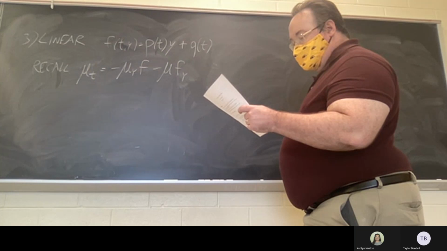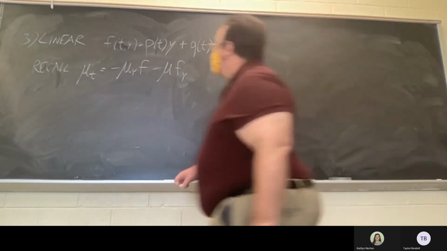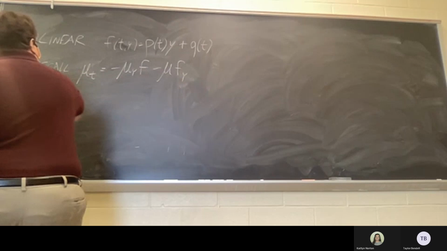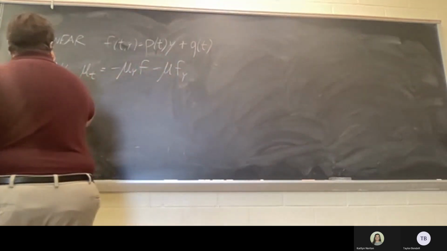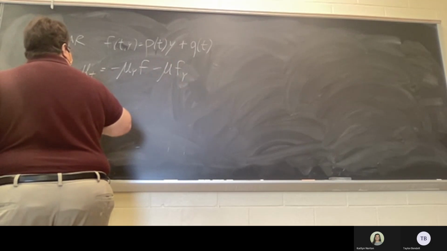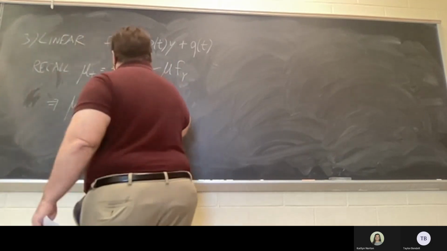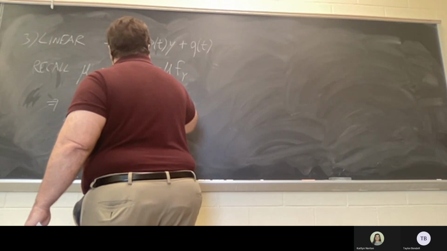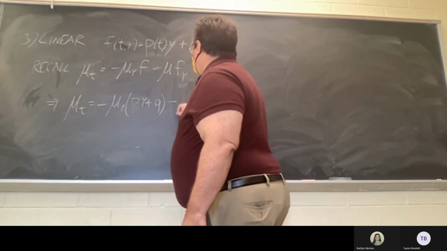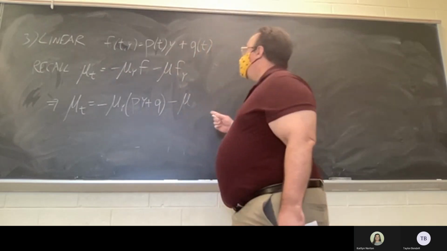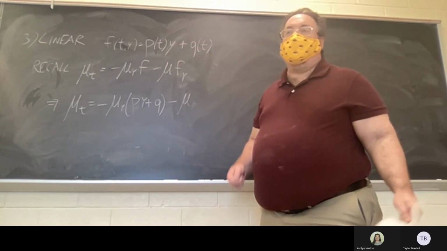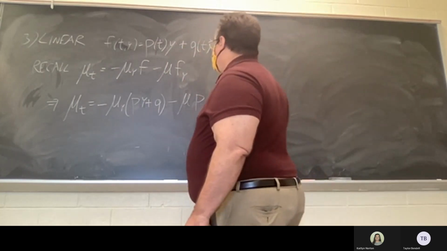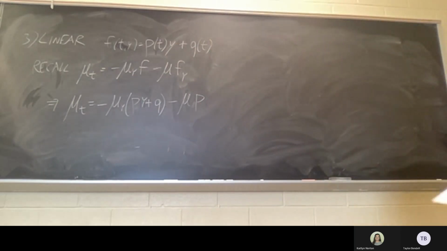Now, if I fill in this form of f in here, mu_t is equal to minus mu_y times (p y plus q) minus mu df/dy. Well, the derivative of all this with respect to y, since this is a linear function of y, is just going to be p of t.